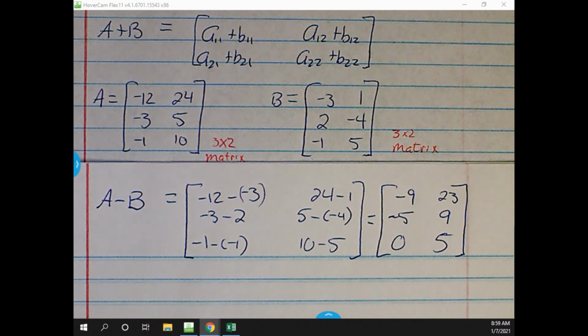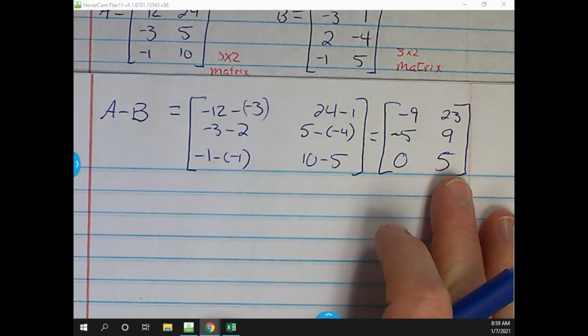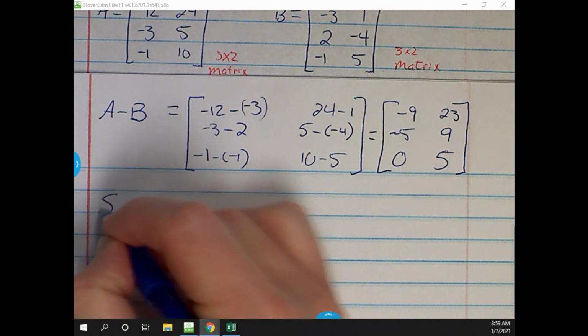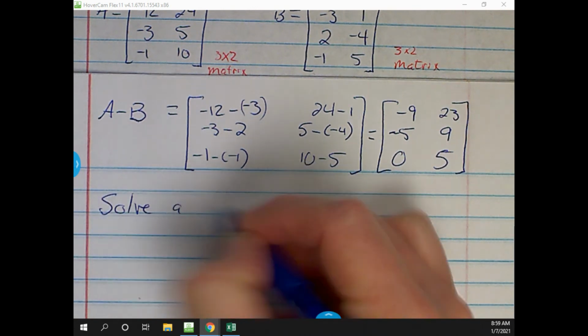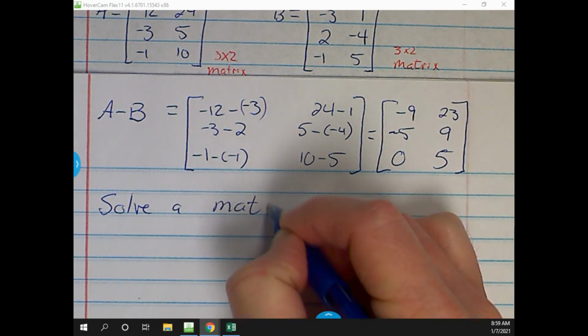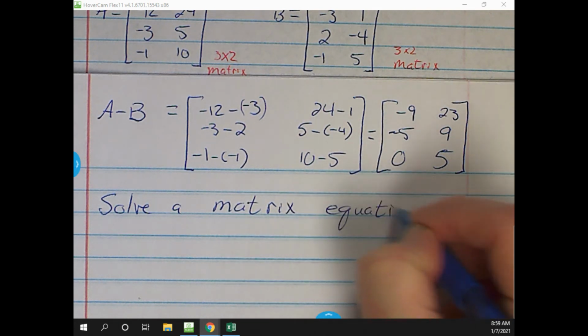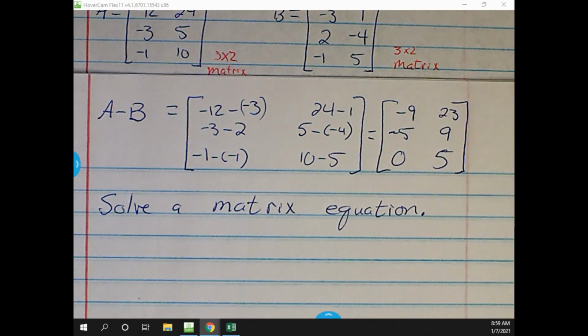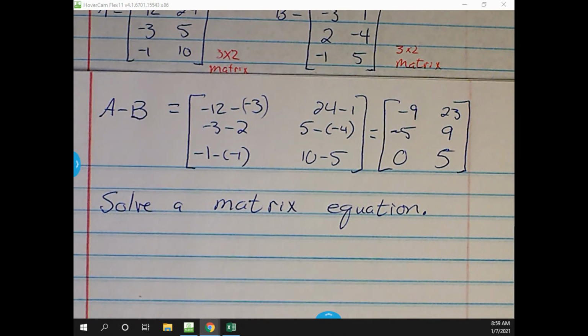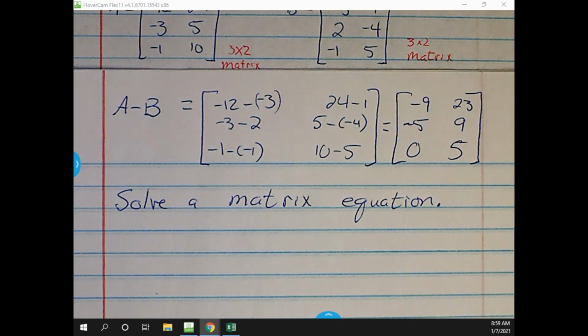Okay. Now here's where they'll kind of change things up just a little bit when we're going through these. They're going to have you solve a matrix equation. But really, when you're solving a matrix equation the way they set up here, you're still just going to add or subtract matrices together to figure out what the answer is going to be.